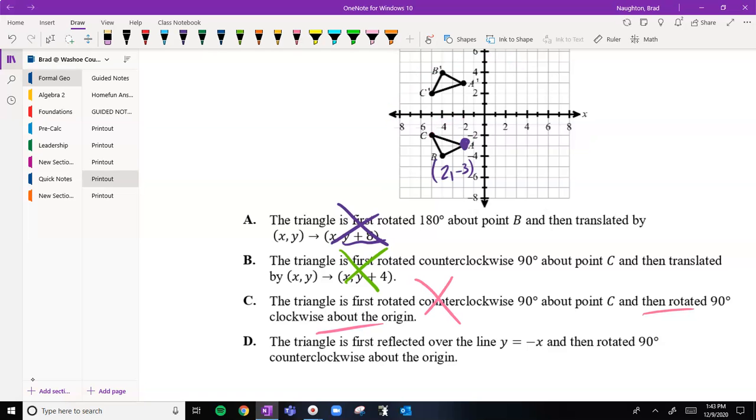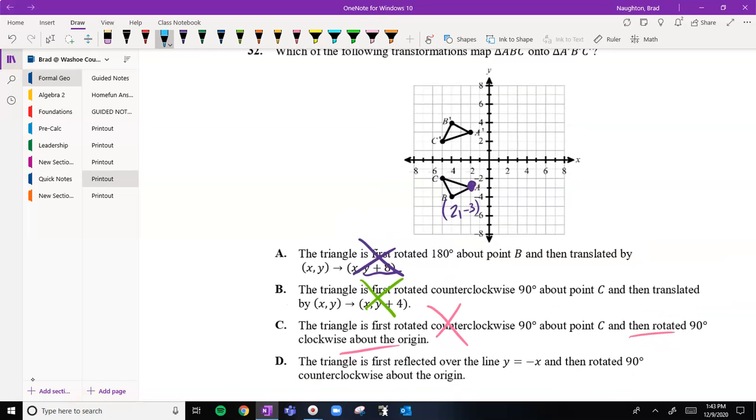So last but not least here, my friends. So reflected over the line y equals x. Sorry, y equals negative x, which is going to be this line right here. So if I go ahead and see that, we're going to flip it over here. So it's going to be 3, 2. And then we're going to move it over, there we go. Then we're going to rotate it to its position that it needs to be, which is D.